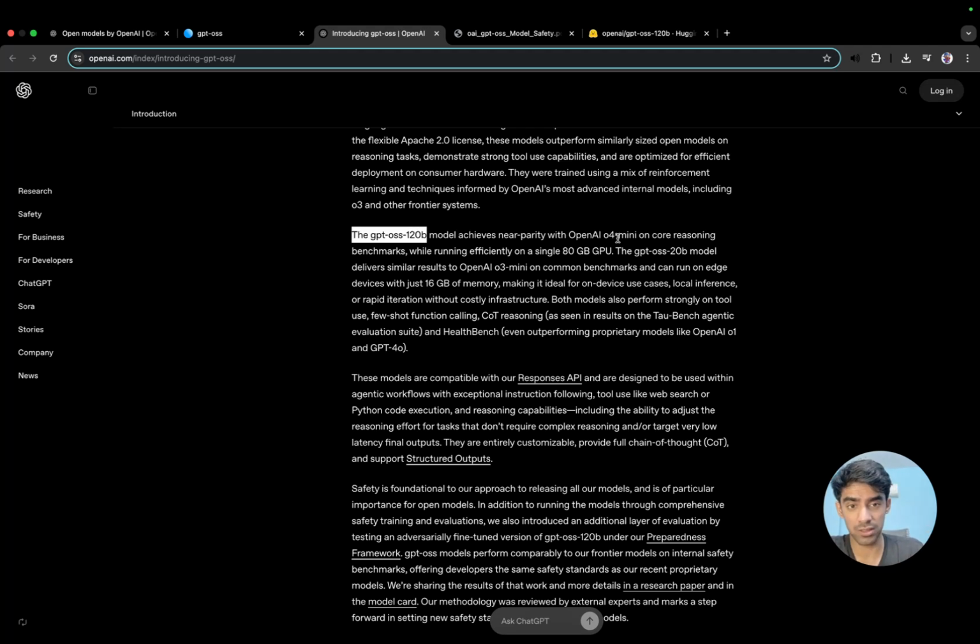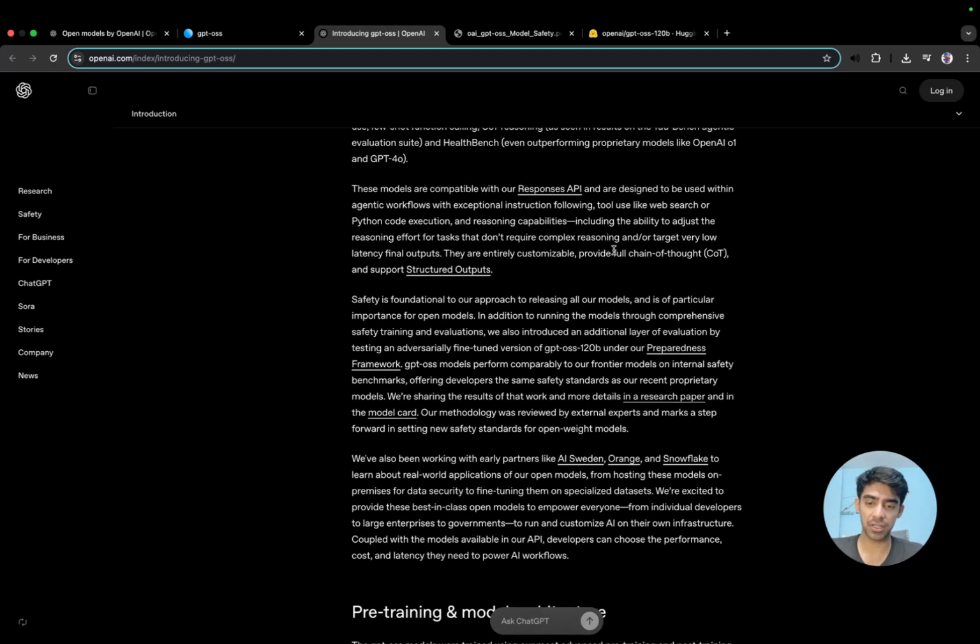Nice. Now they say that GPT OSS 120 billion parameter achieves near parity with OpenAI O4 mini on core reasoning benchmarks. This is really nice, while running efficiently on a single 80 GB GPU. So I really appreciate the fact that we are getting open source models from OpenAI which are the same as O4 mini, because now we can truly say that they are open sourcing and democratizing the whole concept of OpenAI, the thing they were talking about.